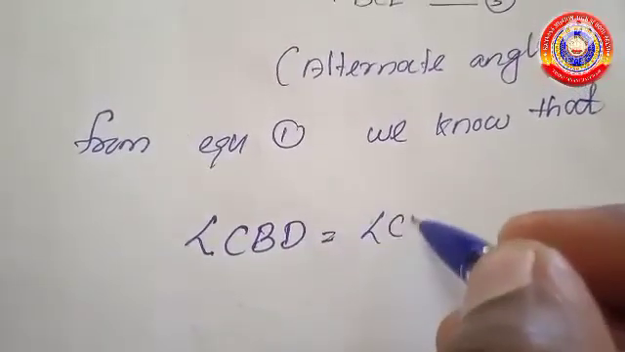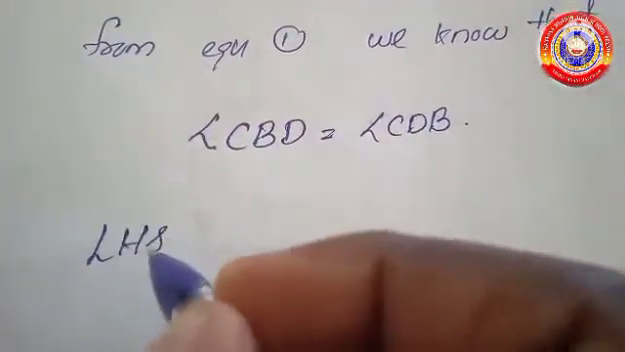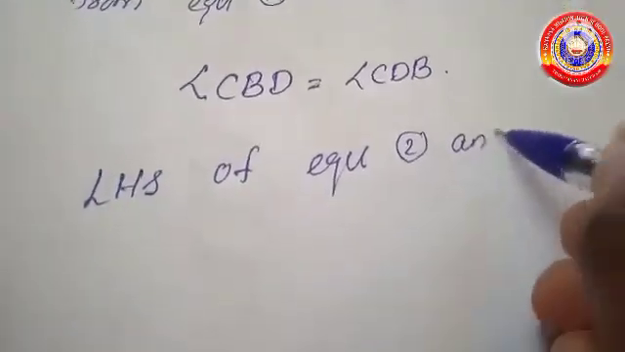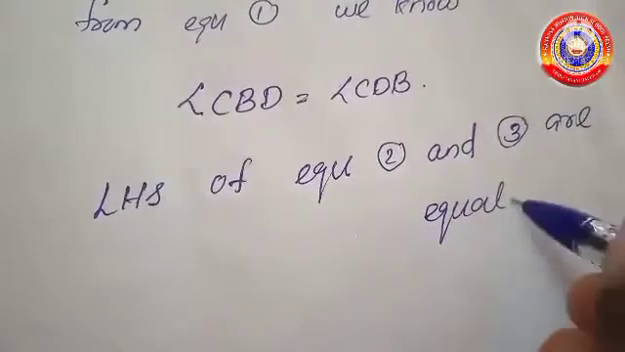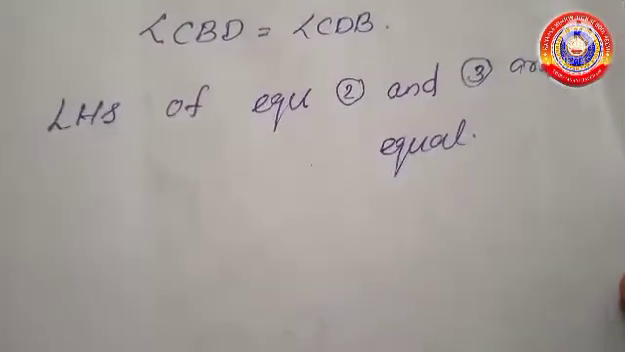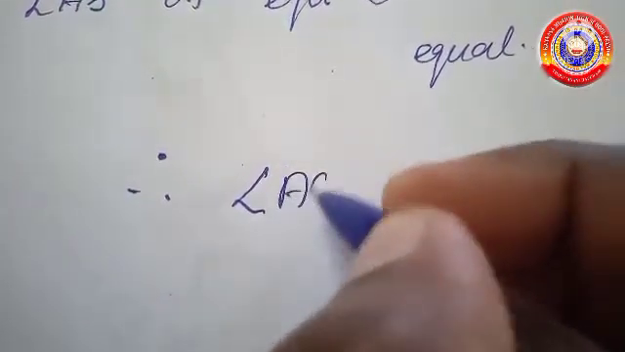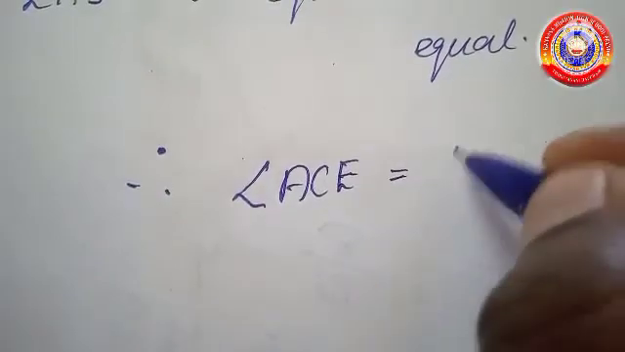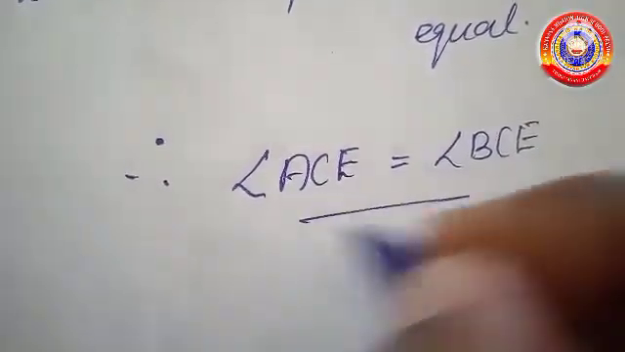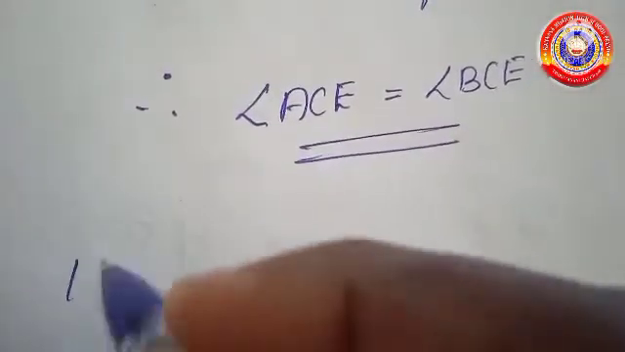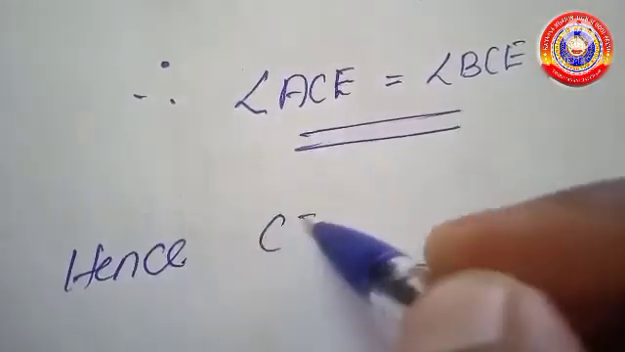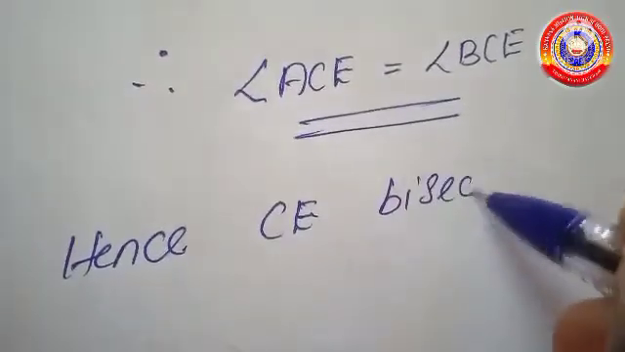From equation number 1, we know that angle CBD equals angle CDB. Left hand sides of equations number 2 and 3 are equal because angle CBD equals angle CDB. Therefore, their right hand sides are also equal. We can write angle ACE equals angle BCE. Hence, we can say that CE bisects angle C.